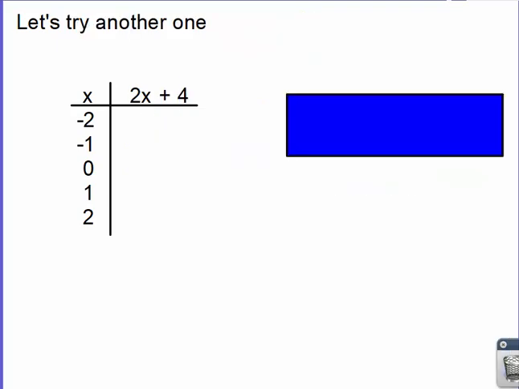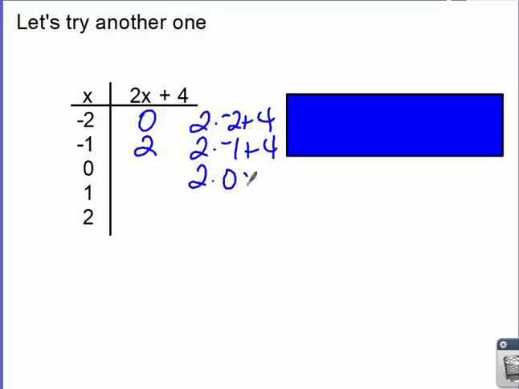So let's do another one. Now we have 2x plus 4, and we're evaluating for the same x values. So we would plug in our -2 into the x spot. So 2 times -2 plus 4. Well, 2 and -2 make -4. -4 plus 4 gives us 0. Then we do the same thing for the next one. 2 times -1 plus 4. So 2 times -1 gives us -2, plus +4 gives us 2. And then 2 times 0 plus 4 gives us 4.